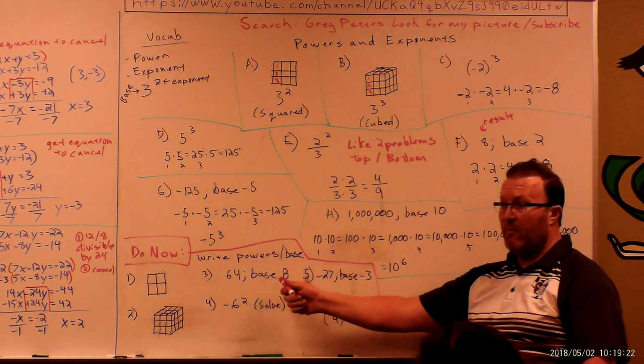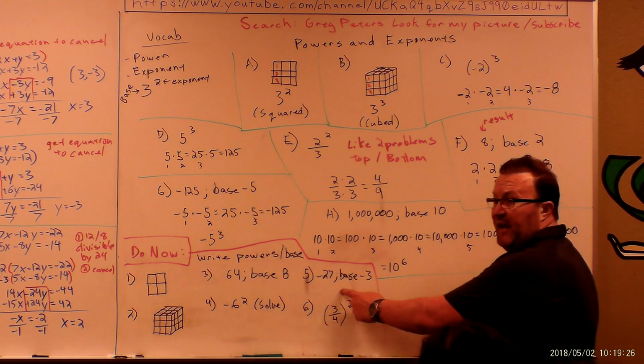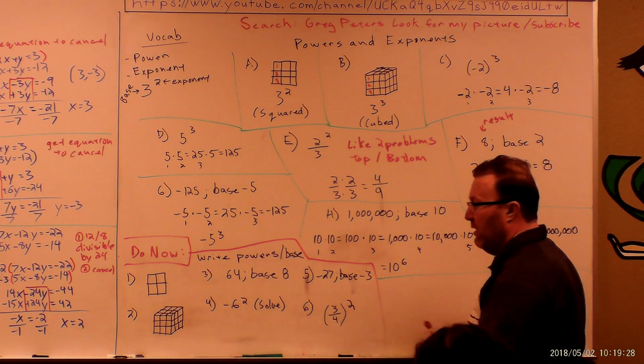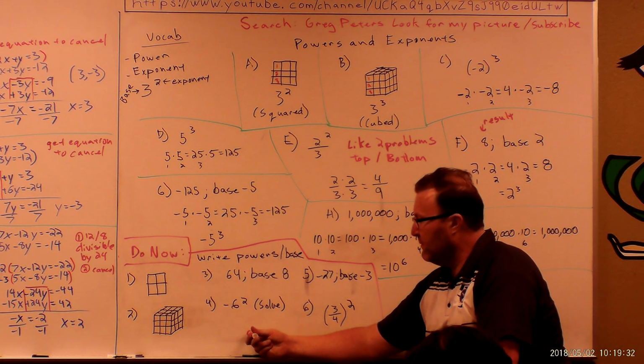Now, do now. We just covered this. Base of 8, got to get to 64. You're writing the base and the power. Same thing here. You're writing the base and the power. This one, you need to solve it. What would I do to solve this problem?